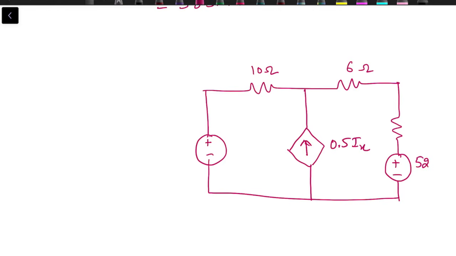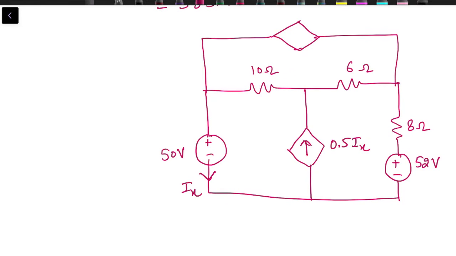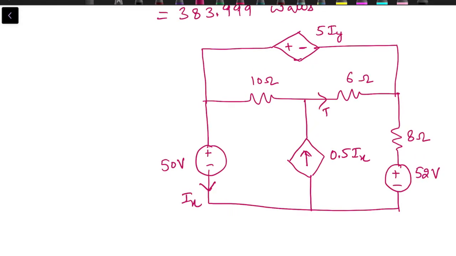This source is supplying 52 volts, 8 ohm resistance, 50 volts. Ix is the current through this branch, and here we have another dependent source which is supplying voltage 5 Iy, and Iy is the current through 6 ohm resistance.